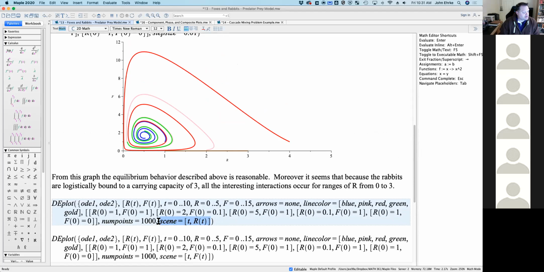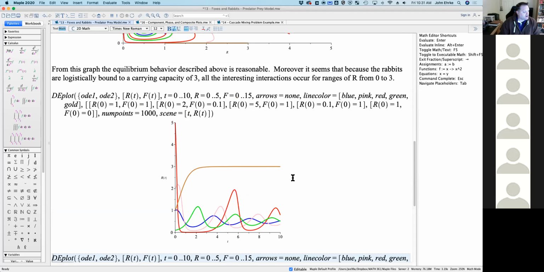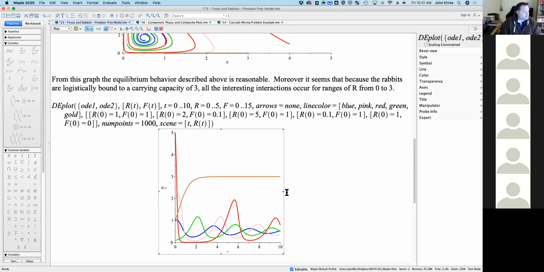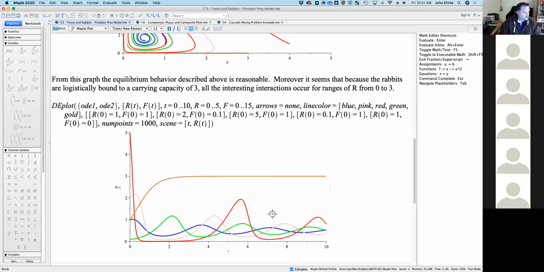So I'm effectively telling Maple, change my axis to be T across time across the horizontal and rabbits R across the vertical. So if I input that, you'll see that these are all of the different behaviors associated with the different initial conditions just for the rabbit population. This is what we call a component plot. These are very valuable. They tell you a lot about the individual behaviors that are involved.